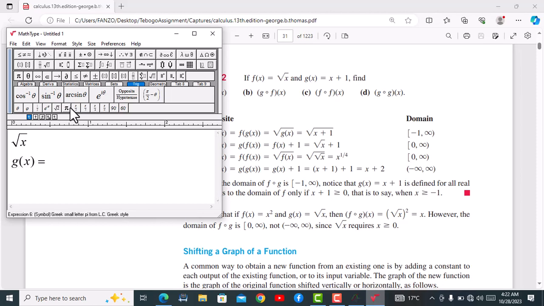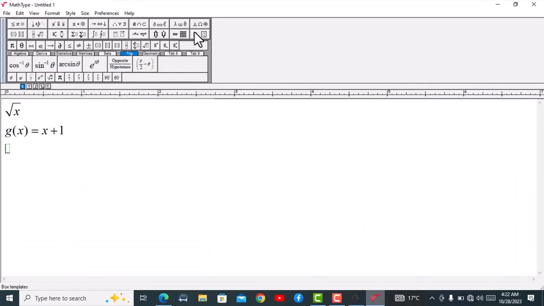Now what is g at x? g at x equals x plus 1. So this is g at x, it's x plus 1, right? So I want to define this function inside of that function. How does that work? Inside of f, where you see x, you write x plus 1.